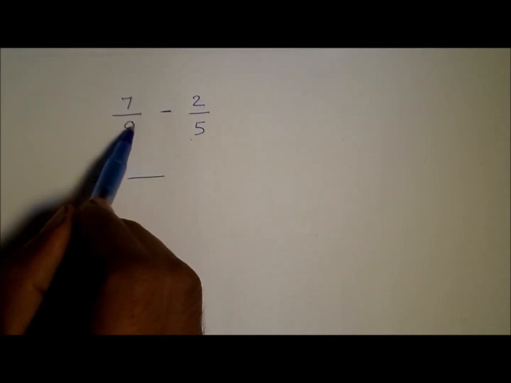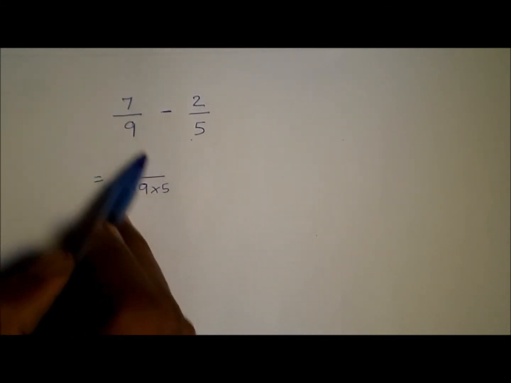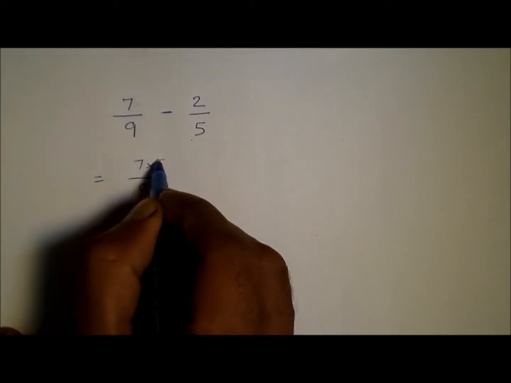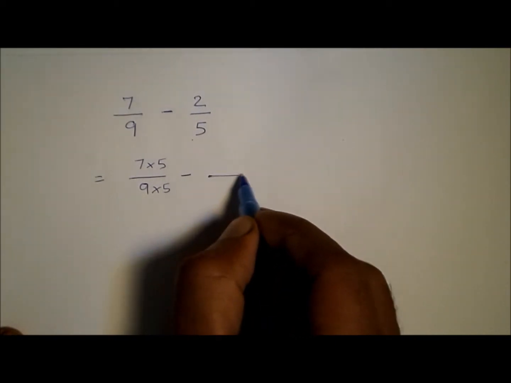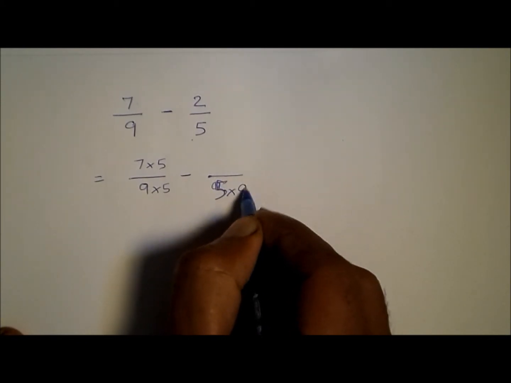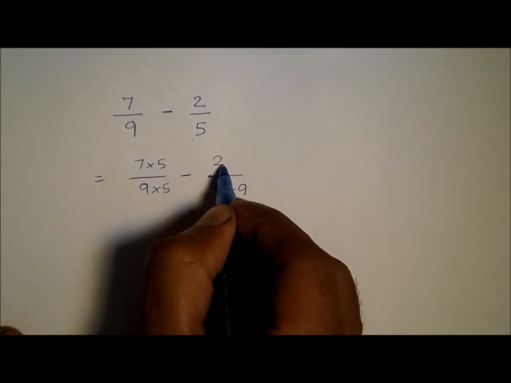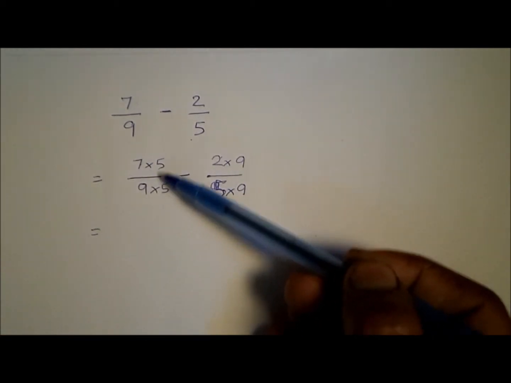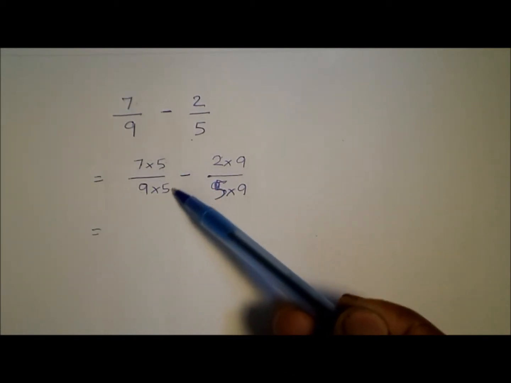We multiply 9 with 5, and when we multiply 9 with 5, we have to multiply the numerator also by 5 to keep the fraction the same value. Now on this side, we multiply this 5 with 9, and then we multiply the numerator by the same number 9, 2 by 9. Since we are multiplying the numerator as well as the denominator by the same number, the overall value of the fraction does not change.